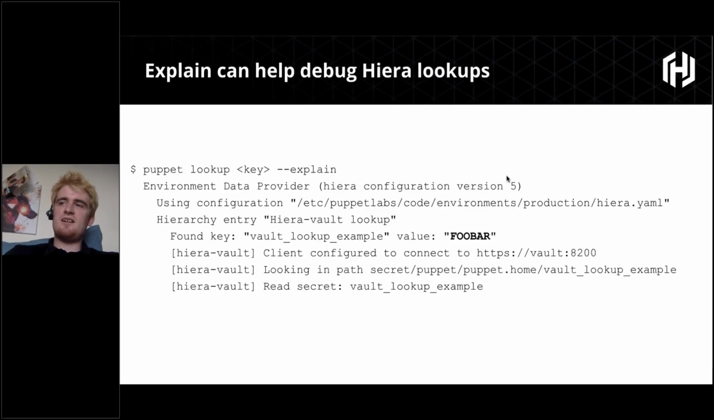One of the cool features we mentioned Hiera 5 having is a new ability called the explain feature. This is very useful for doing a lookup of your system. If you're debugging why a particular Vault lookup isn't working, this can be very helpful. In this example, we're looking up vault_lookup_example. You can see it's configured to go to Vault. It's looked at that path and it's found it, so it's told you what the value is there. If you can't find it, maybe the connection to Vault isn't working, or maybe the key has been misspelled or something like that. So this is very helpful for debugging.